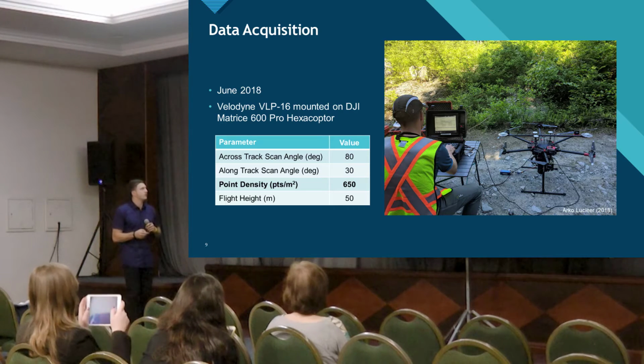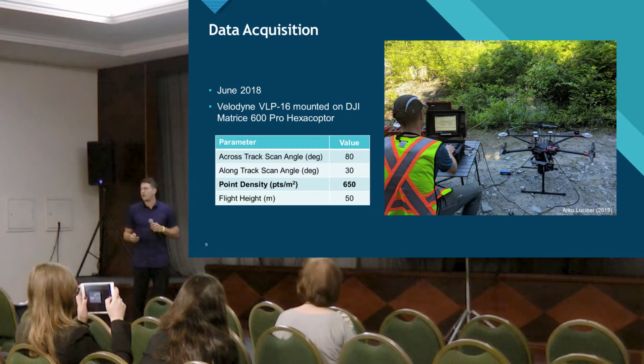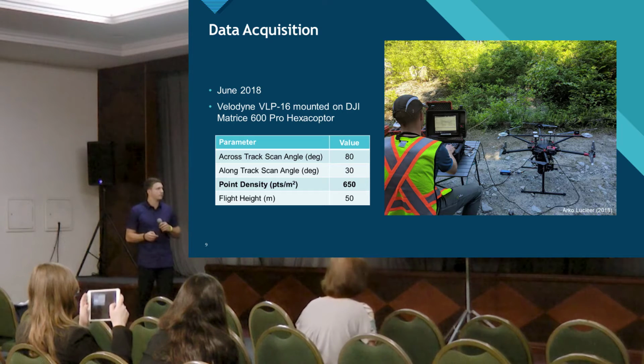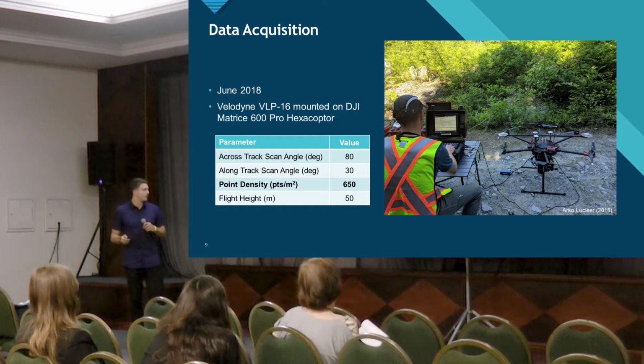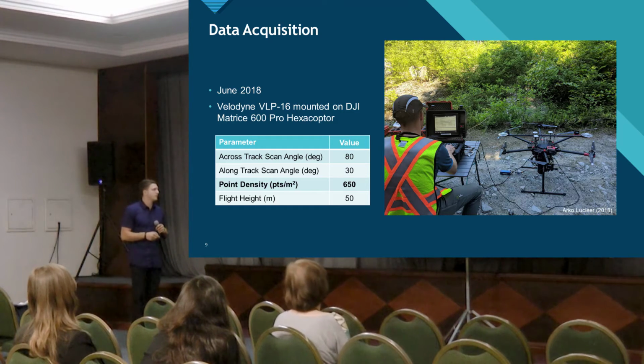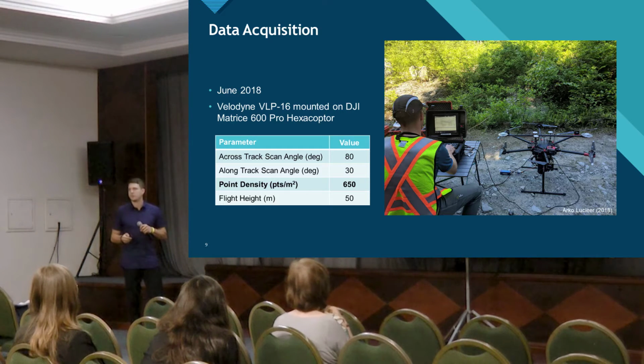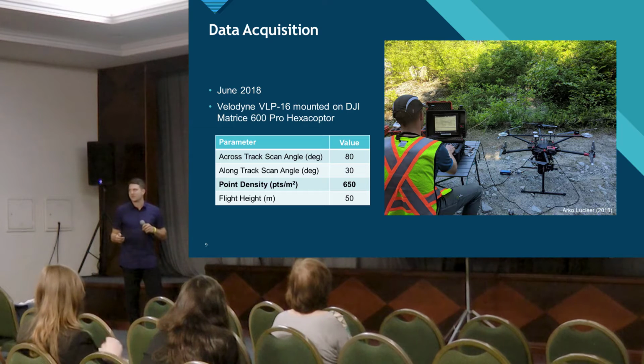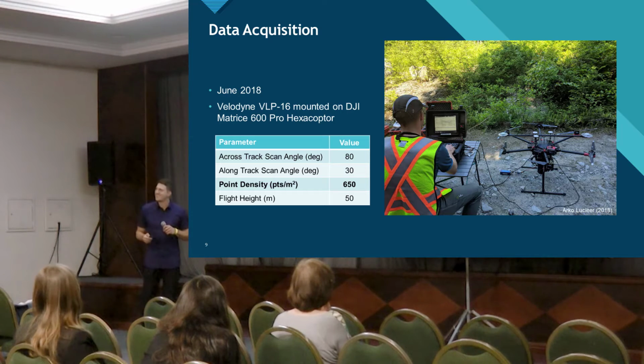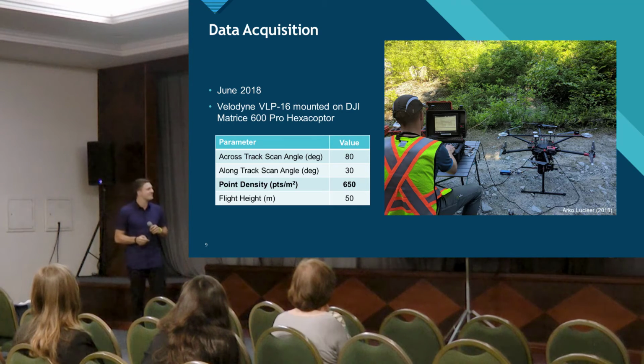So we flew the data in June 2018 with the help of Arthur Lucier from the University of Tasmania. And one thing I just want to point out is that we got a final point density of about 650 points per square meter, which at the time we thought was very, very high density. Maybe not so much at this conference.